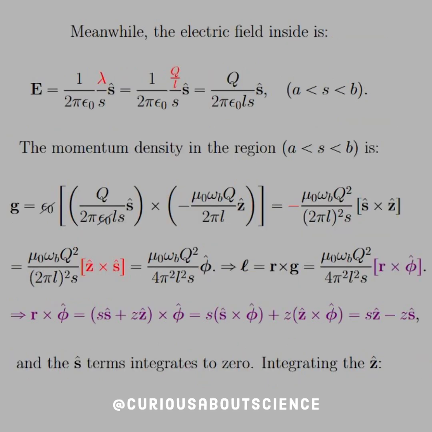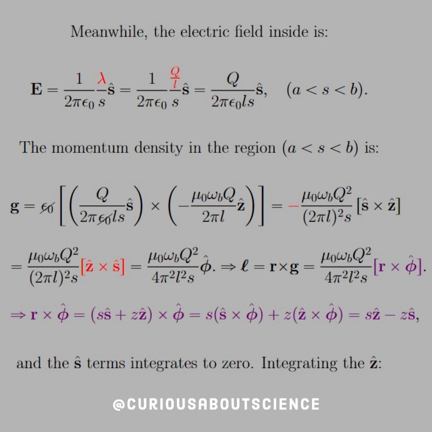Okay, so meanwhile, the electric field on the inside, well, this is just equal to 1 over 2 pi epsilon naught times lambda over S. Okay, Gauss's law makes that easy. But we know that lambda is equal to Q over the length L. And so we get L in there, for S in between A and B.